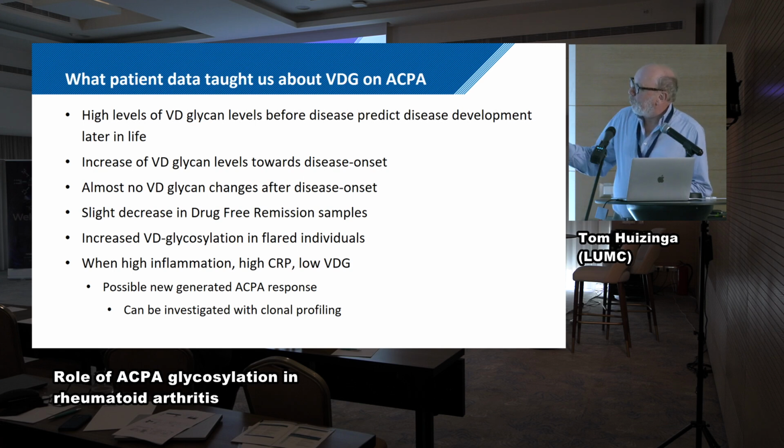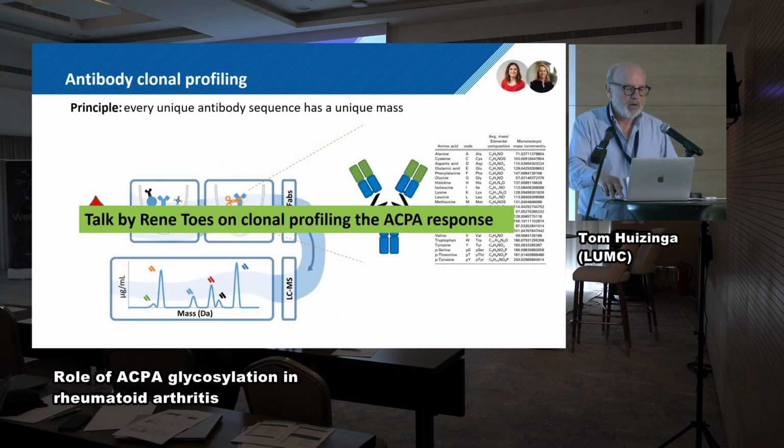Then you see towards disease onset, you have more and more V-domain glycosylation. After disease onset, it is a very stable trait. Then there is a slight decrease, but you can see it was a really slight increase. And it is not so that it is all an inflammation-dependent thing. So it is something which is happening inside the B cells. So that's an important thing.